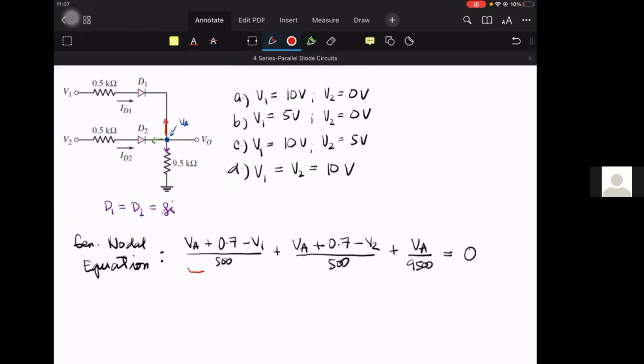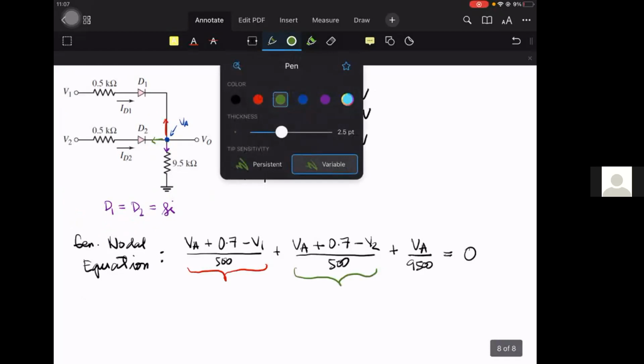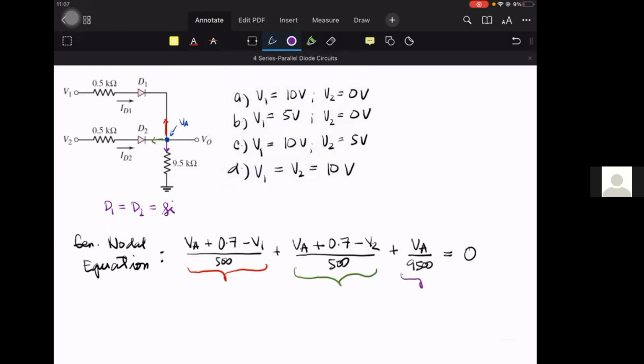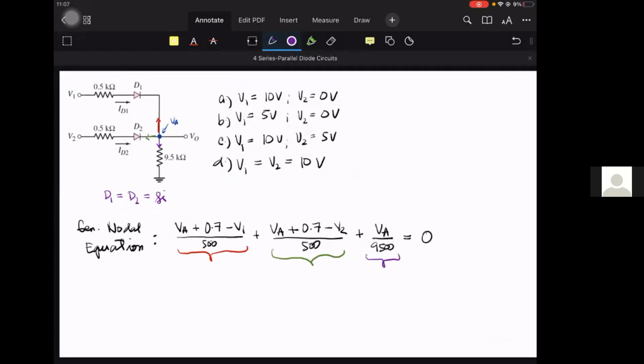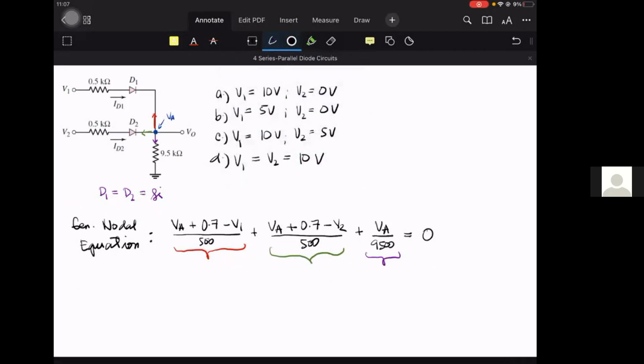One expression for the red current, an expression for the green current, and one expression for the purple current. Okay, I think my nodal equation is correct.